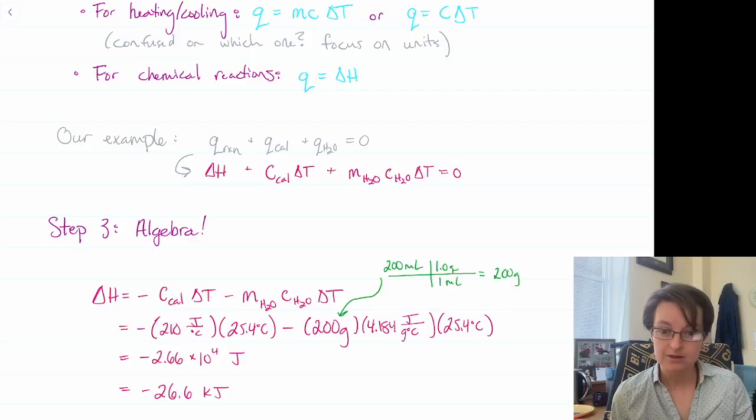All of those numbers, then we can simply plug into our calculator and we get an answer for the enthalpy as negative 2.66 times 10 to the 4 joules. You don't have to do this, but I like to convert this number to kilojoules so that I don't have to deal with scientific notation. So this is going to be negative 26.6 kilojoules of heat. So it feels like we're done with the problem.